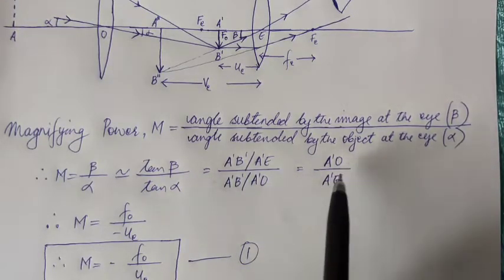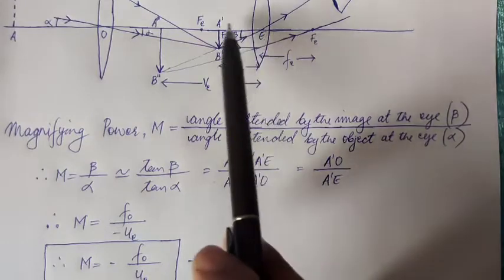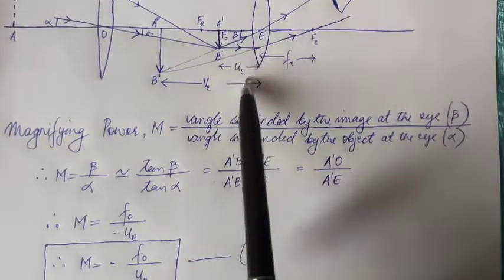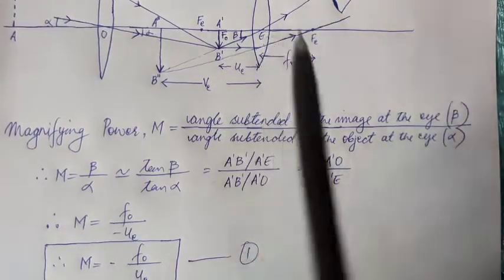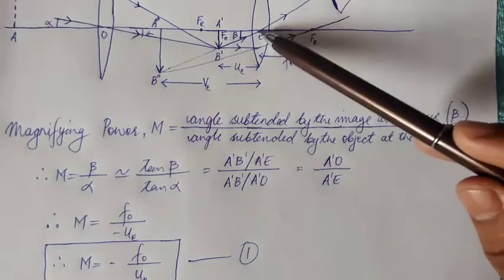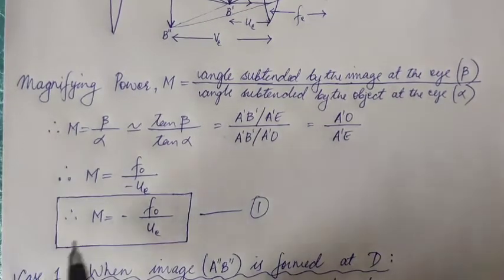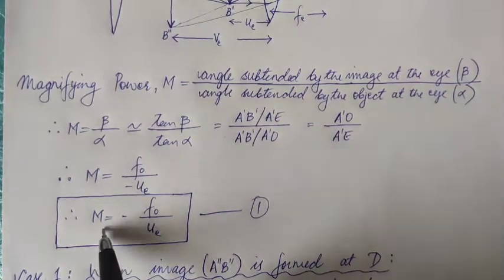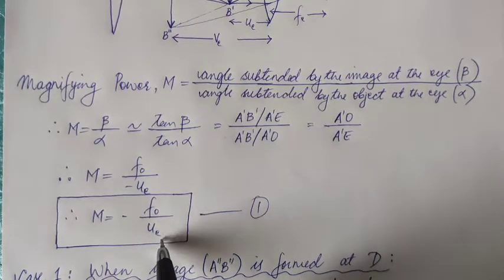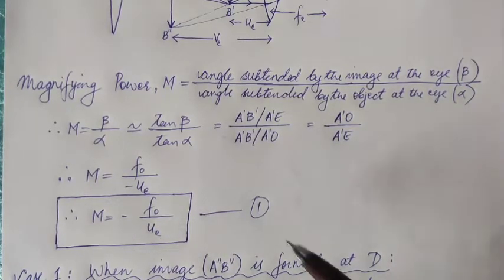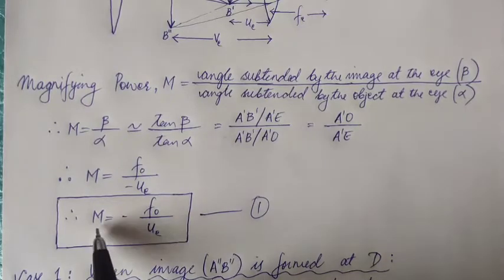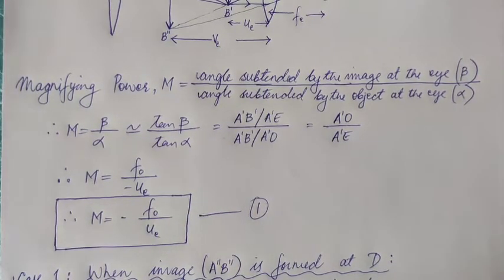And what is A'E? A'E is this distance. This is the object distance measured from the eyepiece. Now since it is on the left hand side of the optical center for the eyepiece, it is negative. And thereby we have the magnifying power of a refracting type telescope is minus f0 divided by UE. So this is our equation number 1. This is the general expression for the magnifying power of a refracting type telescope.